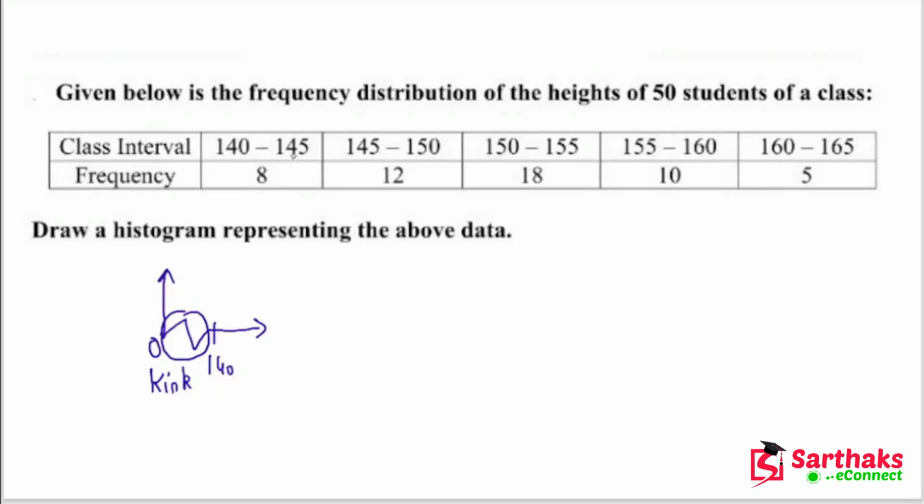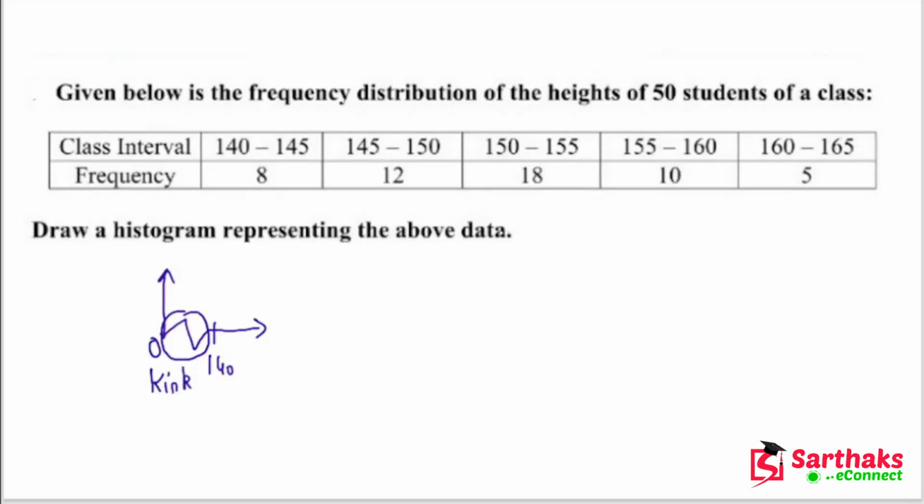The interval is 5, so that is also up to you. The class size is 5, so you can represent that 1 centimeter on the x-axis will represent 5 units. So the bar width will be 1 centimeter. You can also represent that 2 centimeters will represent 5 units. That is up to you. That will be the scale on the x-axis. On the y-axis, the maximum frequency is 18, so you can easily take 1 centimeter equal to 2 units. That is up to you again.